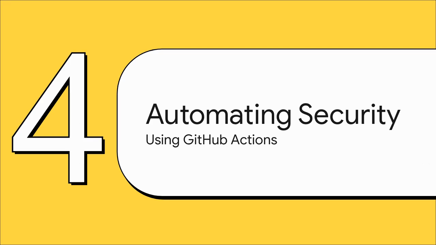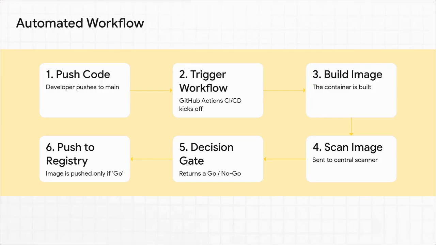Now for my favorite part. This whole architecture isn't something you have to run by hand. Oh no, we are going to build it directly into the developer workflow, using automation. So let's just walk through this flow. Picture it. A developer pushes code. Immediately, GitHub Actions kicks off a workflow. It builds the container image, but, and this is key, before pushing it anywhere, it sends it to our centralized scanner. The scanner applies our 3 pillars and returns a super simple go or no-go. Only if the result is go does the image get pushed to the right cloud registry. Security becomes this seamless, automatic, non-negotiable step.